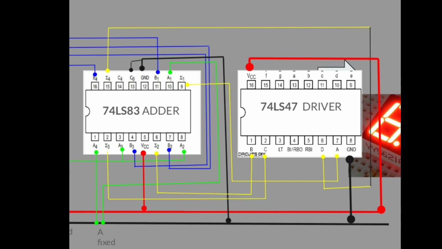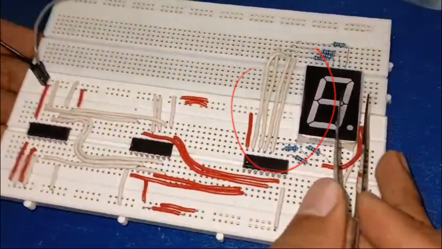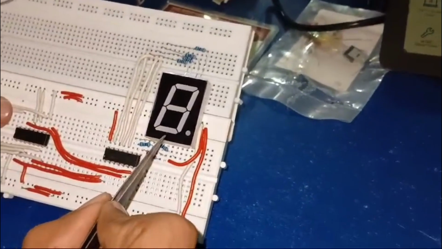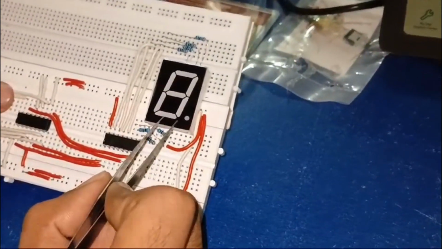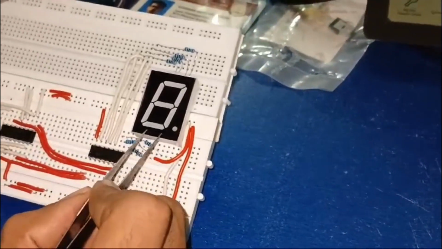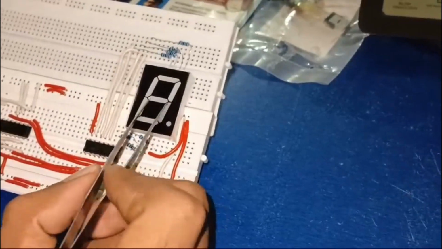Okay, so now we have come to the driver part. As you can see, I have connected the output of the adder to the driver's ABCD section, and let's provide ground and VCC to the driver for operating properly. Now let's take the outputs of the driver, the ABCDEFG section, and provide the same to the 7-segment display, and you have to provide VCC to the 7-segment display for operating. Now this whole circuit part has been completed.